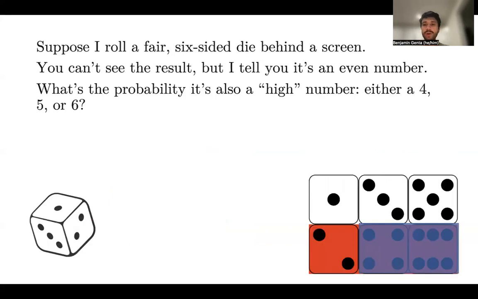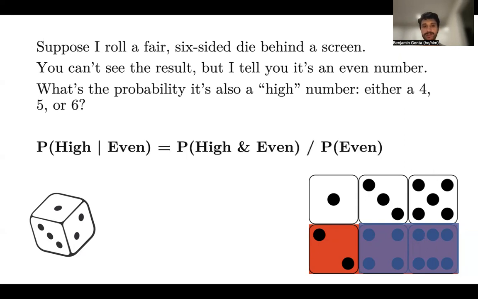Good. So let's just quickly use the definitions that we learned to see how it's different. So it's not just the probability of high and even; it's the probability of high given that it was even. And so maybe you should take a moment to do this on your own, and you can pause the video. But here, the probability of high given even is equal to the probability of high and even over the probability that the die landed even, right?